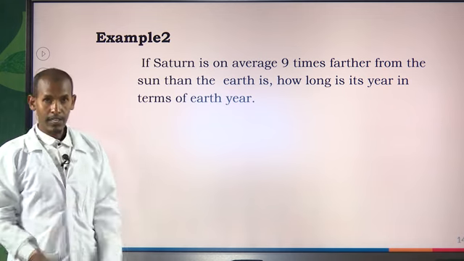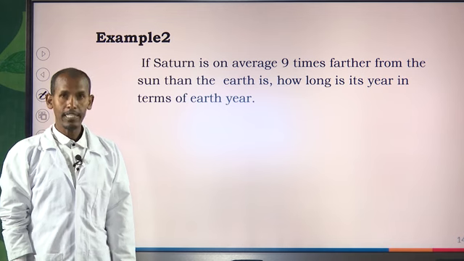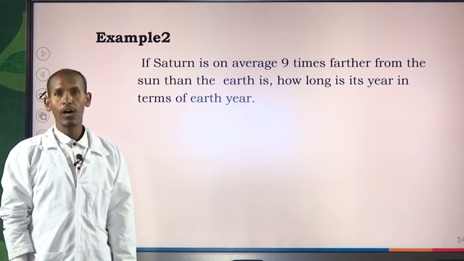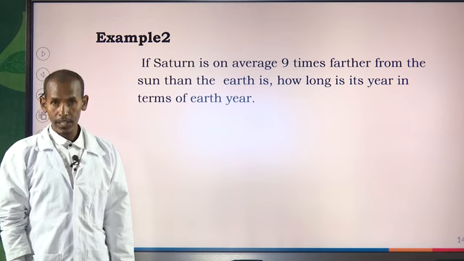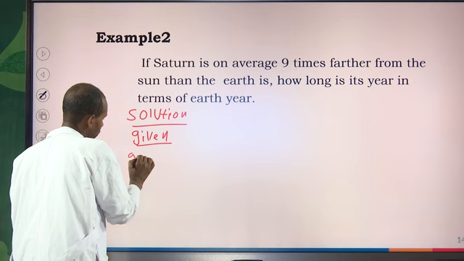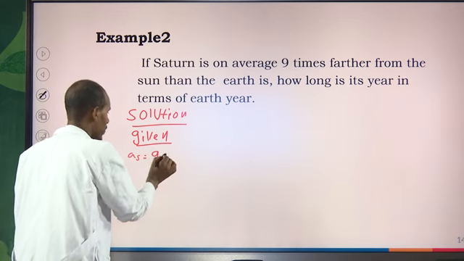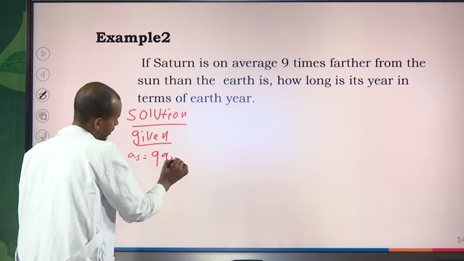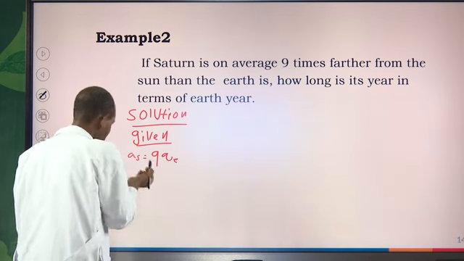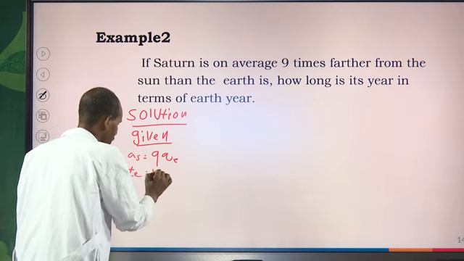If Saturn is on average 9 times farther from the sun than Earth, how long is its year in terms of Earth's year? Let's do the solution. We have the average distance of Saturn given as 9 times the average distance of Earth, and the time period of the Earth is T of Earth equals 1 year.